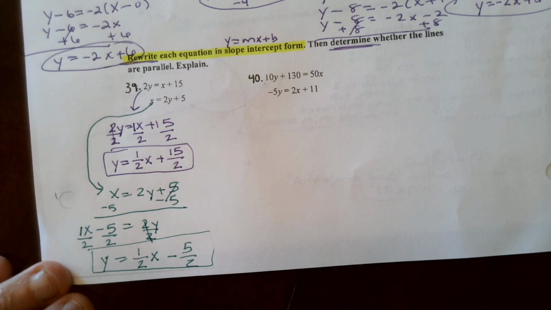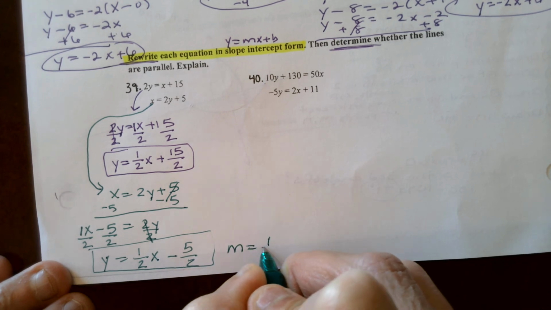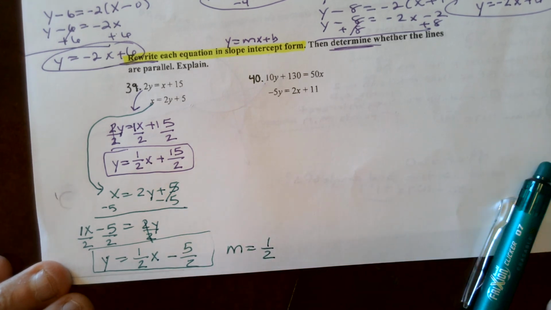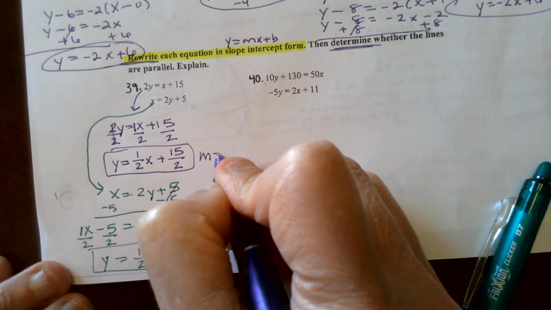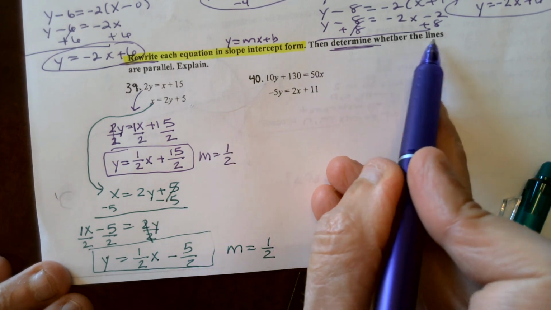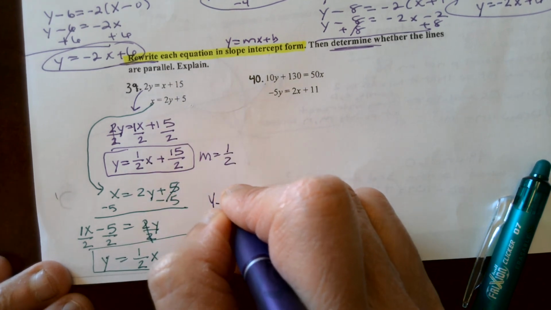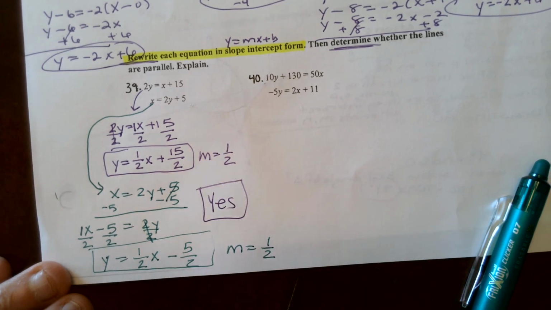Okay, so now what's the slope in here? 1/2. What's the slope up here? 1/2. Determine whether the lines are parallel. Well, class, are they? Yes. Slopes are the same. Next.